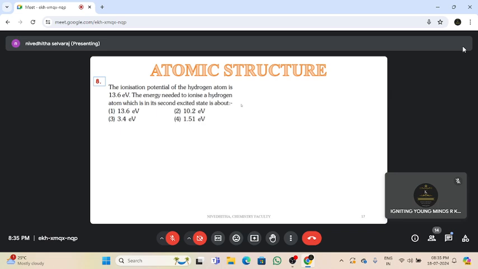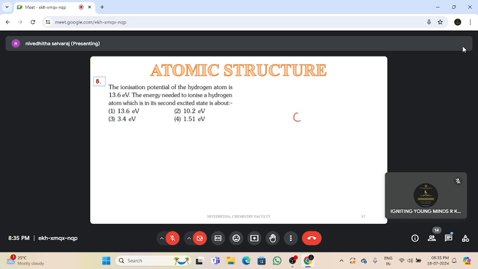Tatvatika's answer is option 4. Okay. So, see guys, I just want to make one point clear here. They are talking about two things. One is the energy of the electron, and the second one is ionization energy. In some points they are similar, but in some points they are different. Okay, let us see the similarities and differences between them.